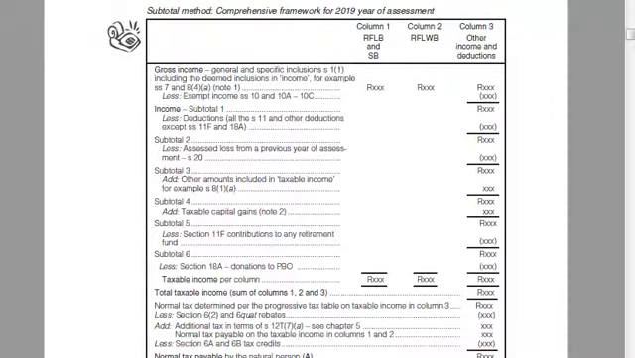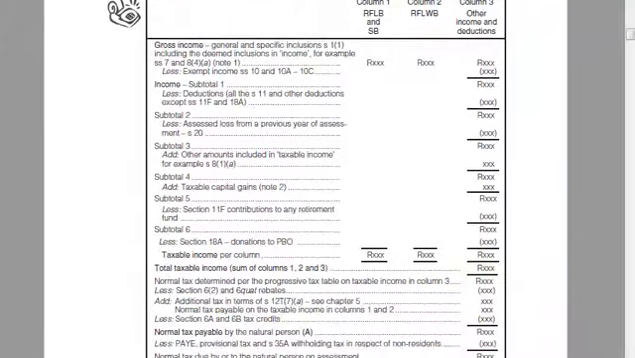Your taxable income framework starts with gross income. You're going to add general and specific inclusions, including deemed inclusions. Then you subtract exempt income, which gives you income. You subtract deductions and then assessed losses. Add any other amounts included in taxable income. Add taxable capital gains. Subtract any contributions to retirements. Then subtract donations, which gives you taxable income.